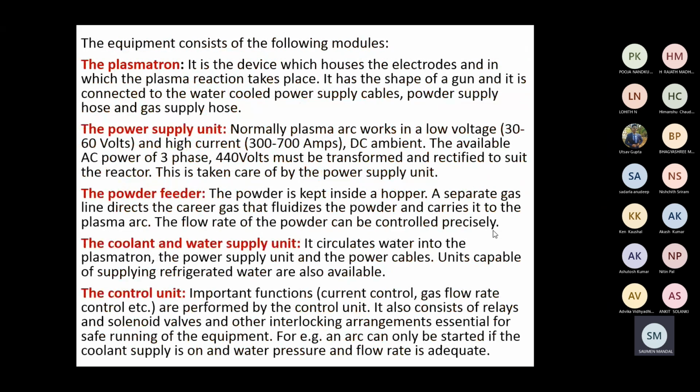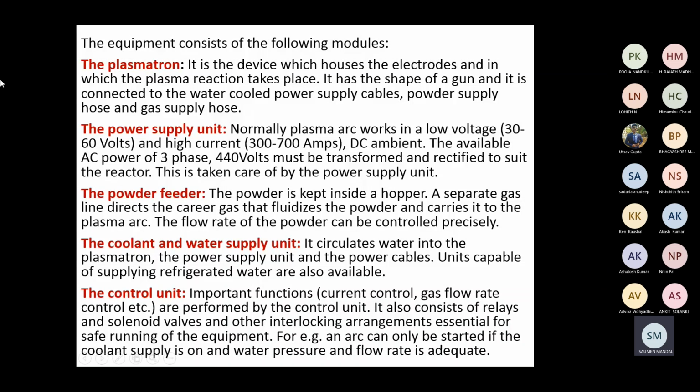Now the plasma spray equipment setup consists of what items? First is the plasmatron. What is a plasmatron? It is the device which houses the electrodes and in which the plasma reaction takes place. It has the shape of a gun, and it is connected to a water-cooled power supply cable, a powder supply hose and a gas supply hose. That is the main area where the plasma is generated. Two electrodes are set up, and then the arc is generated.